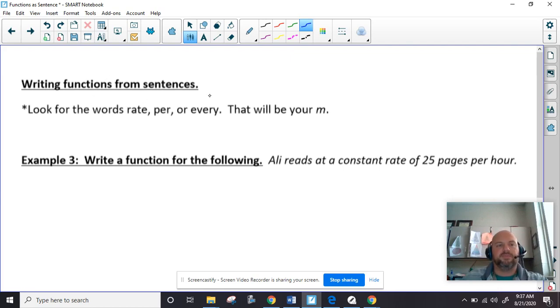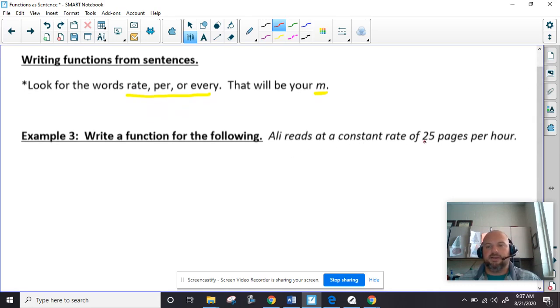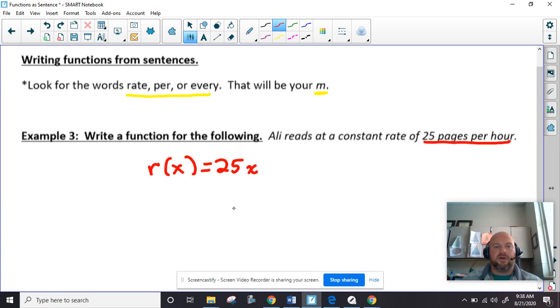Now, if we're looking at it from sentences, okay, keywords, all right, words like rate, per, or every, whatever that is, is going to be our m. Now, this is where we can actually get a little creative. Some people will use f of x or something like that. We started with the y. We're kind of going to move away from that to step up our math game a little bit. Okay. So it says Allie reads at a constant rate of 25 pages per hour. Okay. That was our per. All right. Now, we can say, all right, we're doing reading. Okay. So reading of x. I'm doing r of x for reading. Okay. What was our rate? 25 pages per hour. That's it.